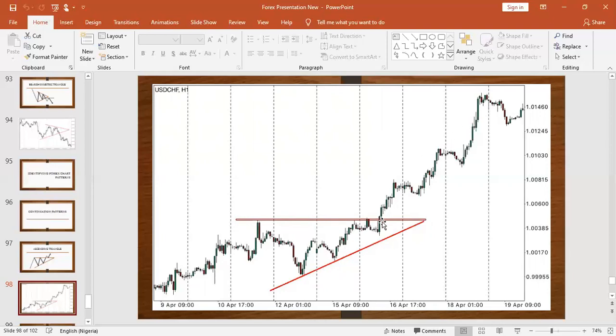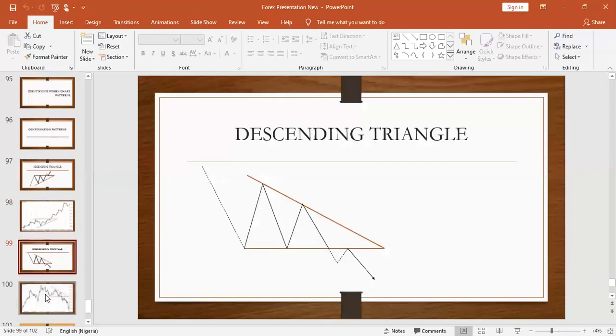And set your stop loss below the broken resistance, or at the points in which the other touches happened on the support zone. So guys, that's it for the ascending triangle pattern. Not wasting much time, we'll look at the next one, which is the descending triangle pattern.